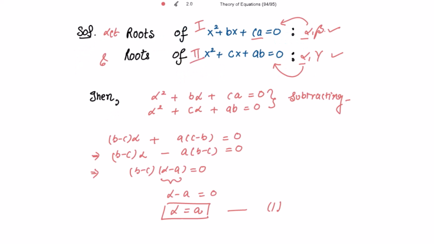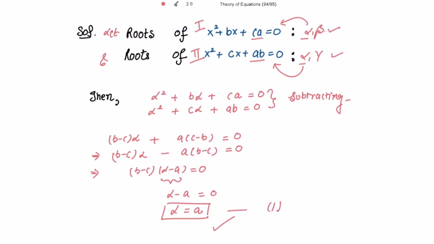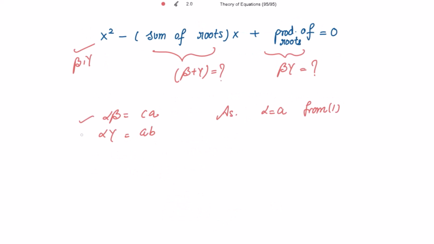From the second equation, what is the product of the roots? That is ab. So alpha into gamma is ab. As we know that alpha is equal to a from 1, putting alpha equal to a in these two equations, we get a into beta equal to ca and a into gamma is equal to ab. So this a will go, and from here also this a will go. So we get beta is equal to c and gamma is equal to b.